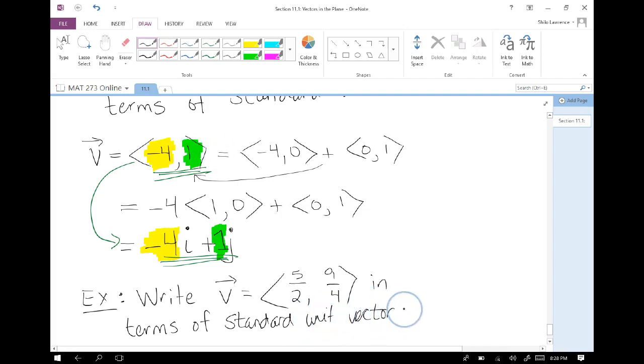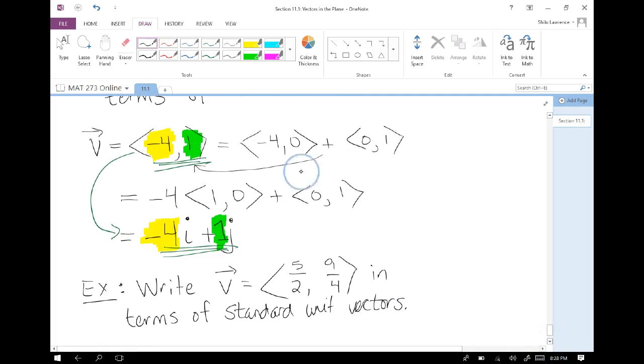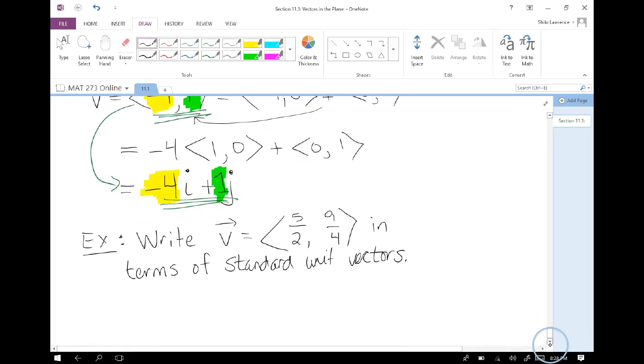Now we could go through that whole algebraic process, but all it's going to boil down to is that 5/2 is going to be the coefficient on the i, and 9/4 is going to be the coefficient on the j. So we're going 5/2 in the x direction, and our standard unit vector i points solely in the x direction, and then we're going 9/4 in the y direction, and j is the standard unit vector that takes us in the y direction. So it's as simple as that.